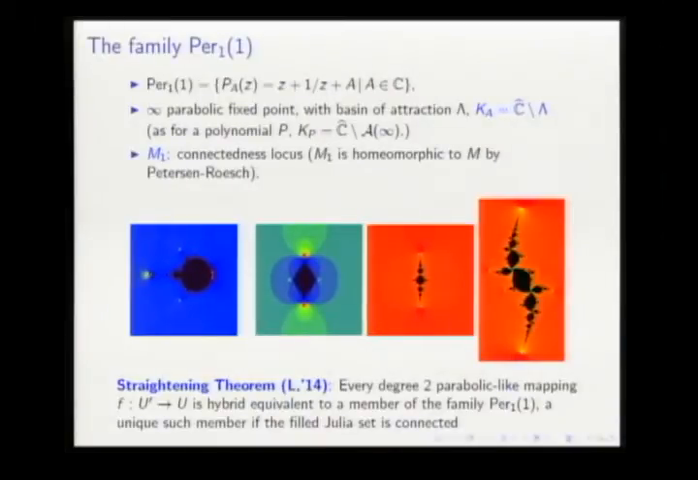In my thesis, I developed a theory for parabolic-like mappings that is basically parallel to the theory of polynomial-like mappings. You have a straightening theorem that says that every degree 2 parabolic-like mapping is hybrid equivalent to a member of the family Per_1(1), and this member is unique if the filled Julia set is connected. This works with families too, just that we are not interested in those here.